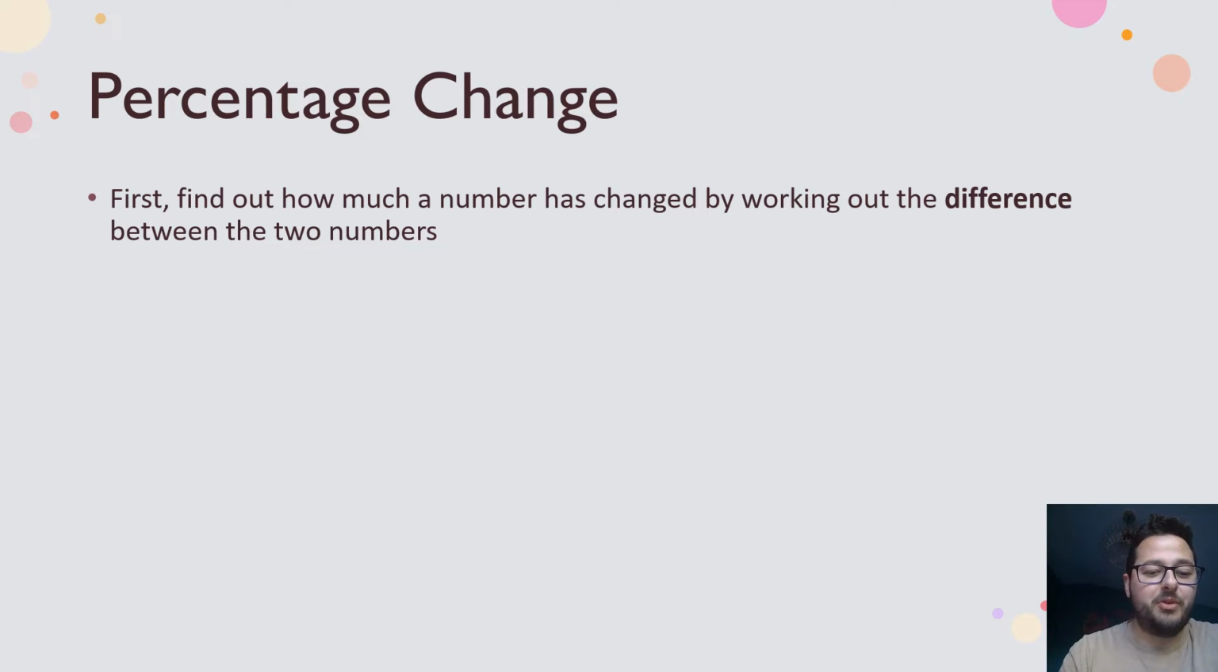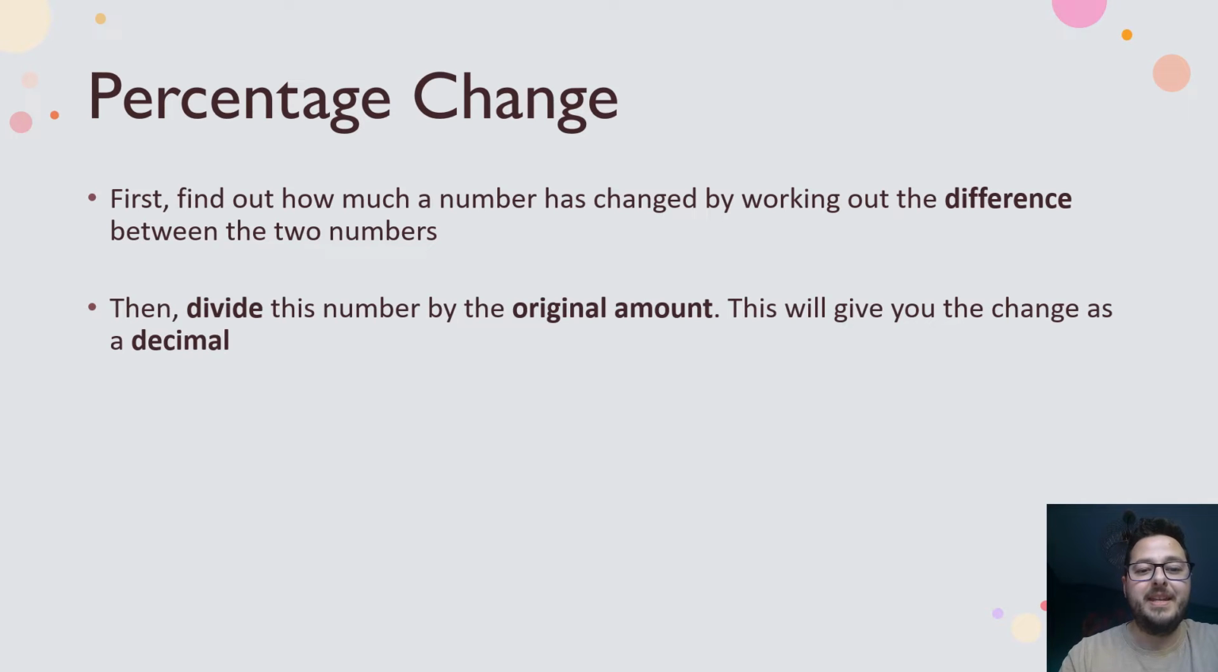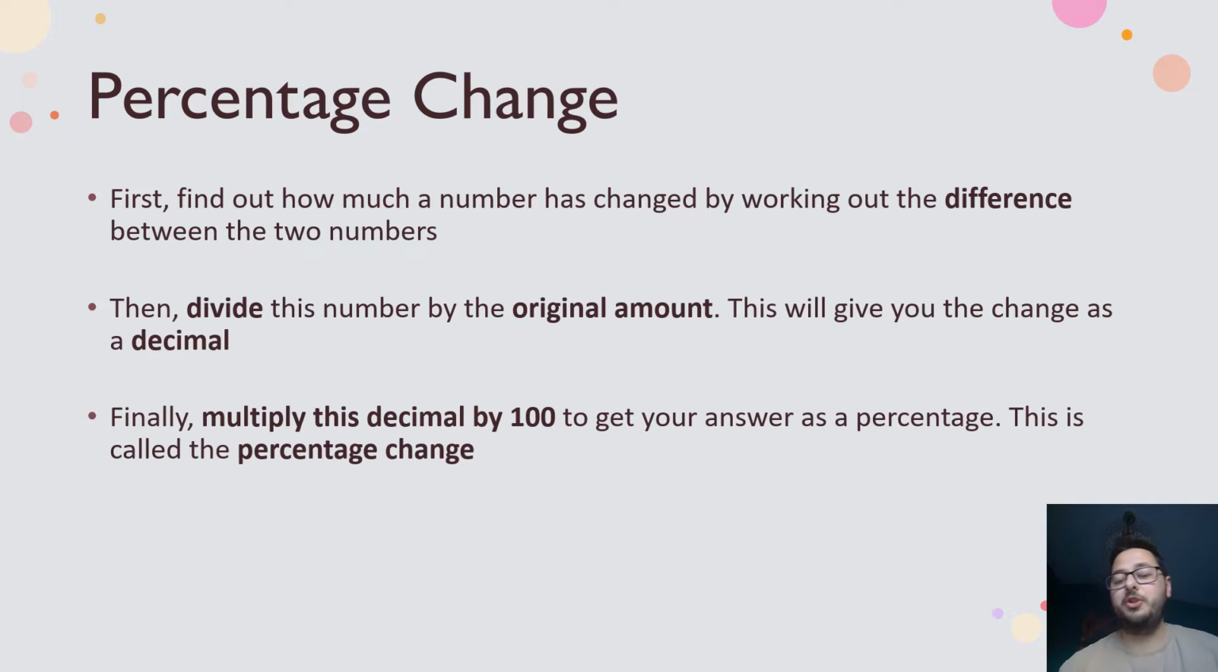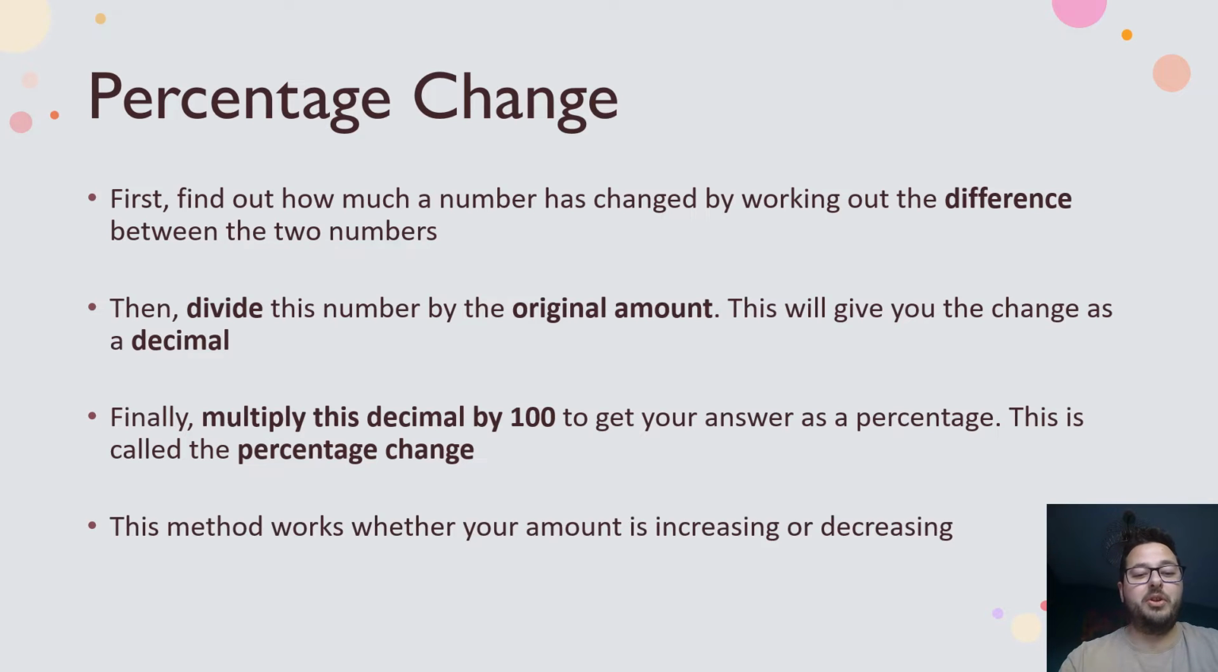So you find the difference by taking the smaller number away from the bigger number. Then divide this number by the original amount, and this will give you the change as a decimal. To turn a decimal into a percentage, as usual, you just multiply it by 100. This is called the percentage change, and it works whether it's an increase or a decrease. We'll show you with a few examples.